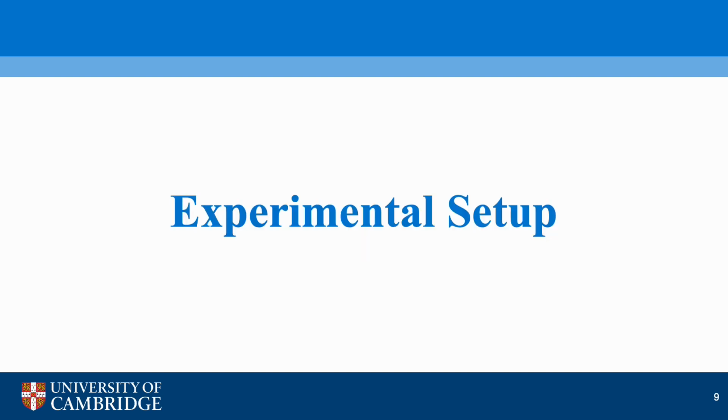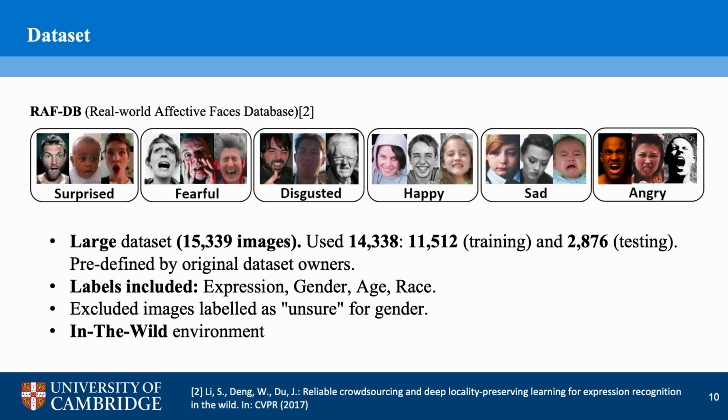Next, we will provide further details about our experimental setup. First, we chiefly conducted our experiments on the RAFDB dataset. RAFDB contains labels in terms of facial expressions of emotions, including surprise, fear, disgust, happy, anger, sad, and neutral, and sensitive attribute labels along gender, race, as well as age.